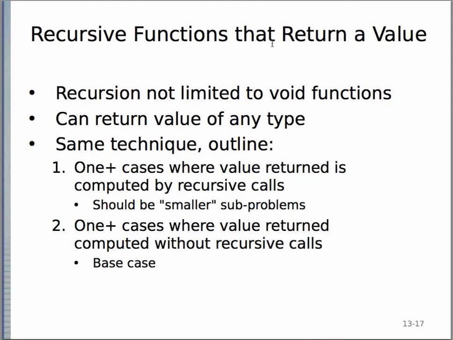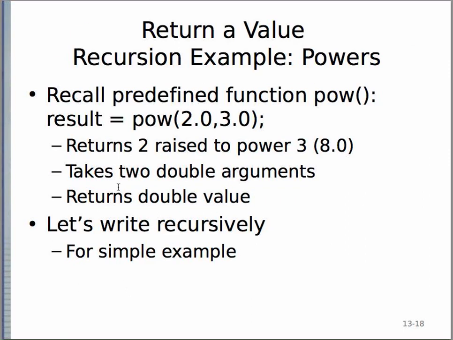So you can set up recursive functions that return a value. You're not limited to void functions. The book uses the example of a power function. This is just like Math.pow in the Java library. What it does is raise the first argument you send in to the power of the second argument, so x raised to the power y. In this case, x is 2, y is 3, and 2 raised to the power 3 is 8. So it should take 2 double arguments and return a double value.